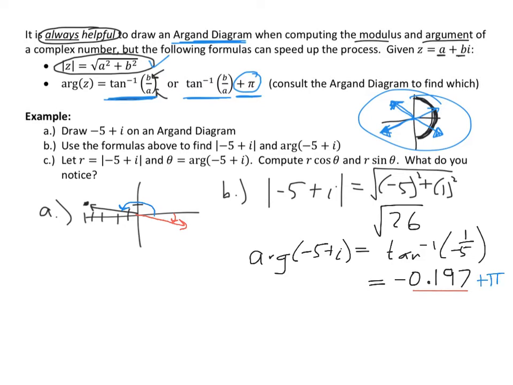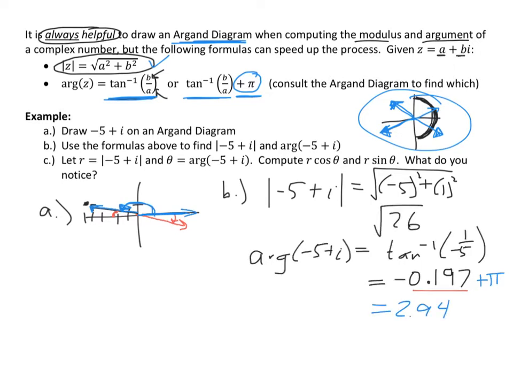Remember that we said in the previous example that the argument is always the angle made with the positive real axis. So you're not interested in this angle here. You're interested in the one that's made with the positive axis. It's like you're moving on a unit circle. So when I add pi to this, I find that this argument is 2.94.